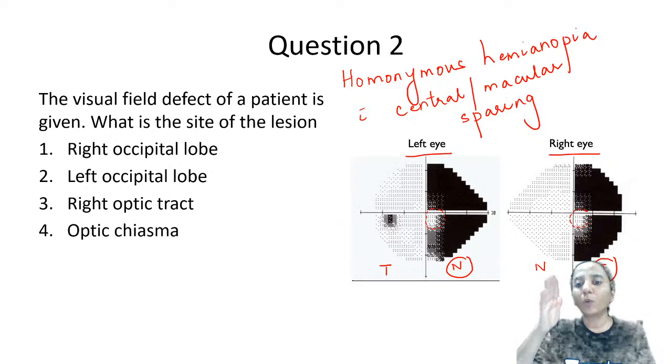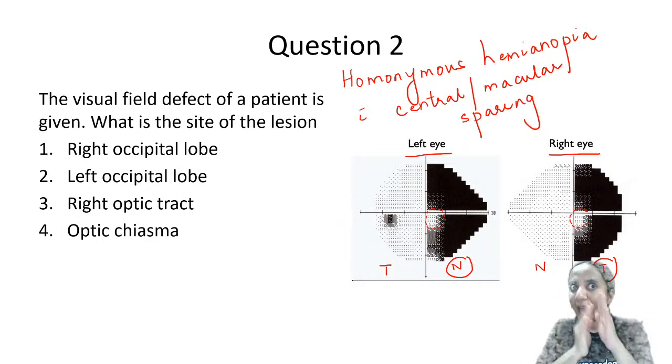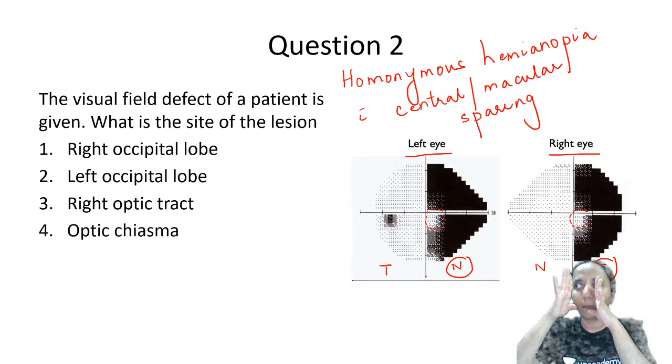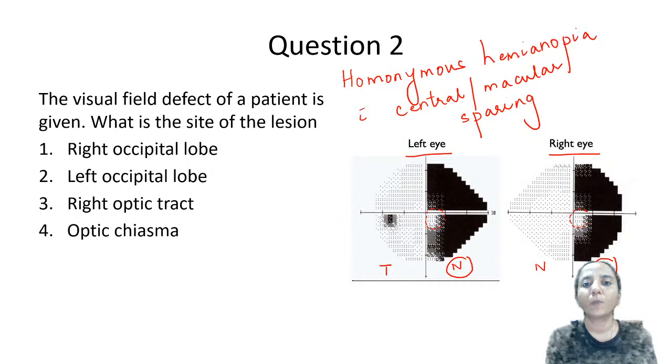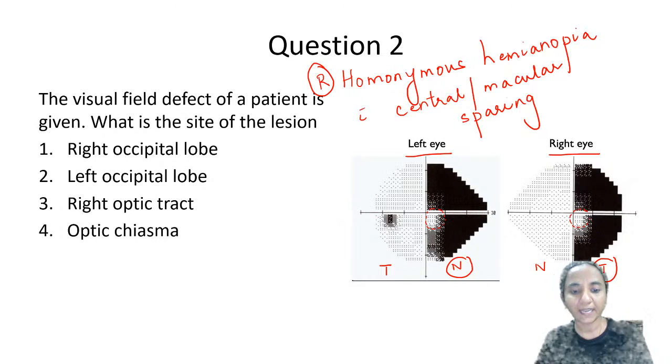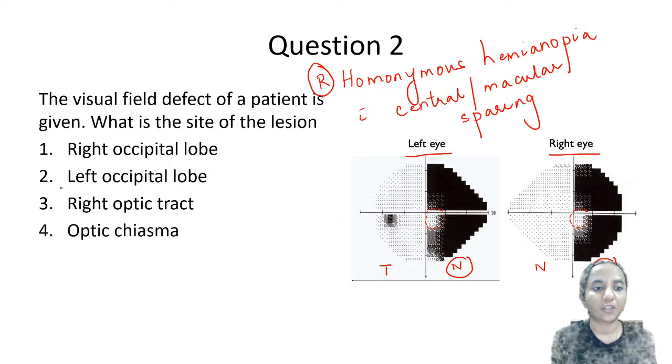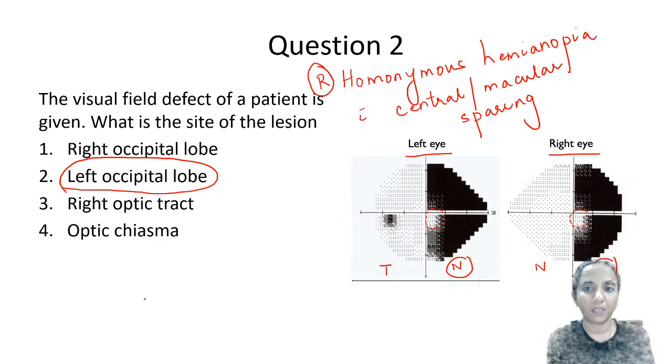Now the answer is, look at this image. The field defect is towards the right side. The nasal part of the left eye and the temporal part of the right eye are affected. So this field defect is towards the right side. So we have to call it a right homonymous hemianopia with central or macular sparing. It's on the right hand side, right? Therefore, the site of the lesion is the left occipital lobe. That is why the answer is the left occipital lobe.